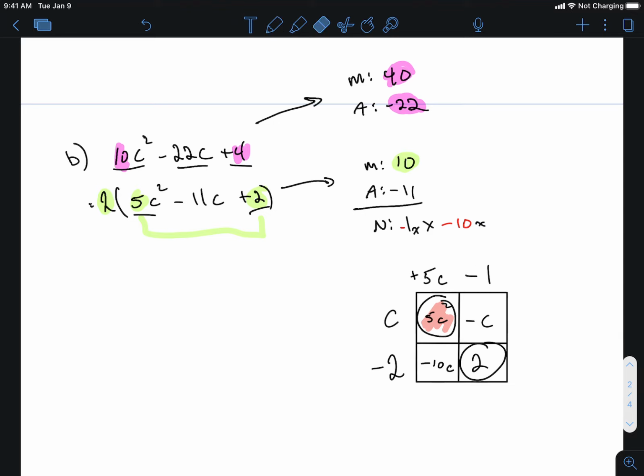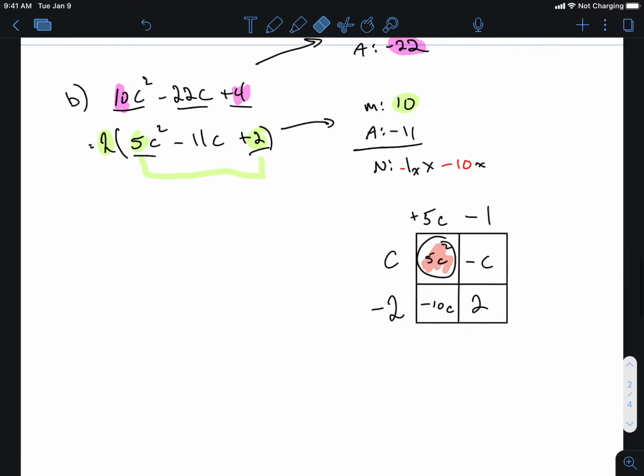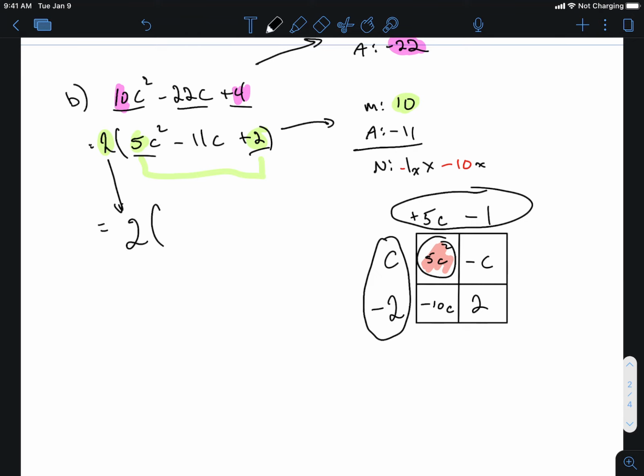It's when you start trying to do the signs at the same time that it starts to get messy. You can't do the signs at the same time. So then the final step is write your 2 side pieces multiplied together. So this is going to turn into, don't forget the 2 though, 2's got to carry down, 5c minus 1 multiplied by c minus 2. Then you're done.